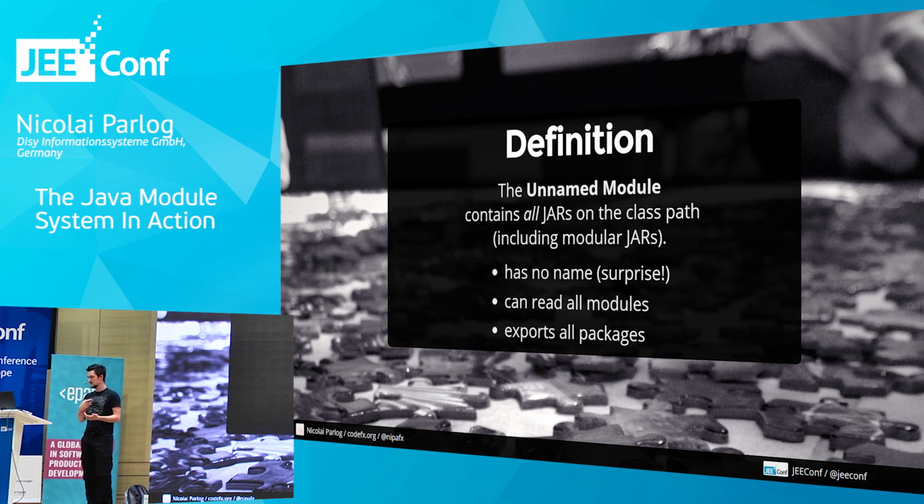It has no name, as I said, surprise, but it can automatically read everything else, so that your code can still read, for example, the Java XML API. Because you don't have a module descriptor, you cannot say I require it, so the JVM has to put in these read edges automatically. And it automatically exports all packages so that everybody can see all the code in there. So basically, the unnamed module is just like before. It's totally horrific, chaotic, like a class path.